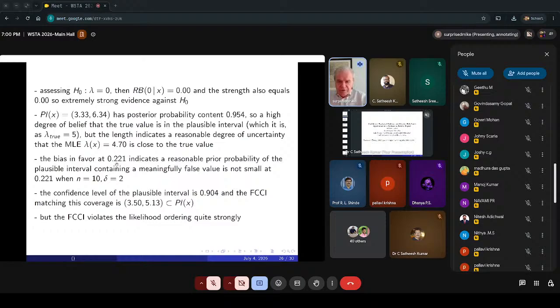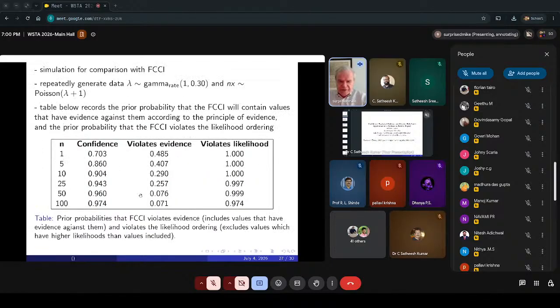And the bias in favor, it's big. It's 0.221. I've got to say, a sample size of 10 could be viewed as being relatively small. If I want that to be smaller, I have to take a bigger sample size. And my conclusion here is that the FCCI violates it.